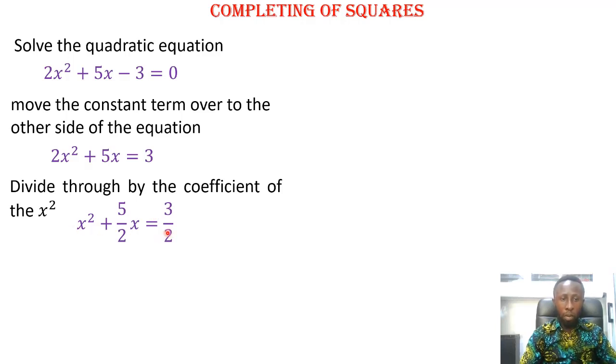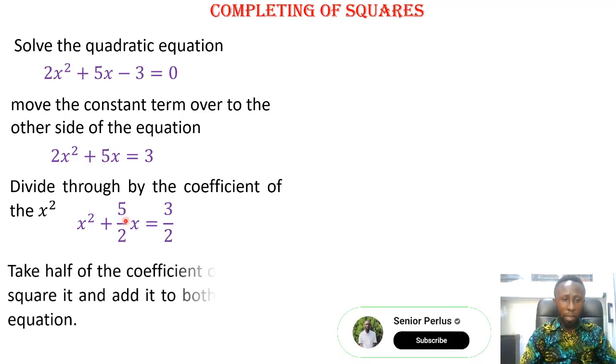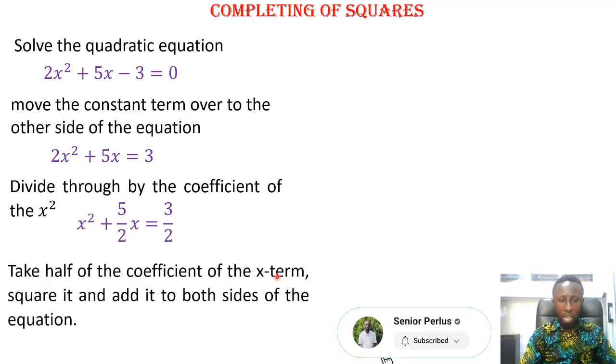Now we are going to do something here. We will take half of the coefficient of s, that's 5 over 2. Then we will square it. Then we add it to both sides of the equation. So that's our next step: take half of the coefficient of the s term, square it, and add it to both sides of the equation.